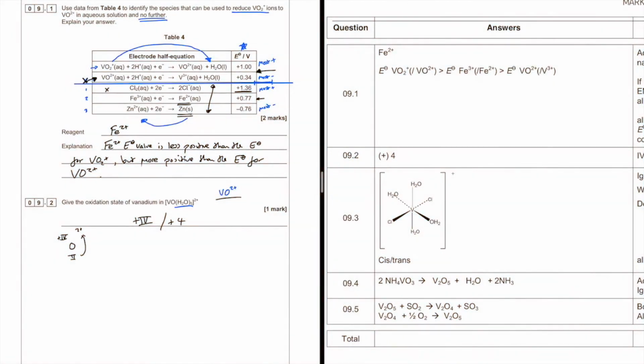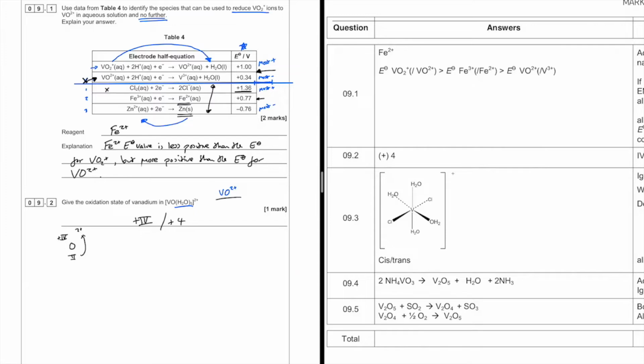Marking question 9 here. You can see that I've written a load of stuff in blue and black over that table just to try and work these questions out. But we've got data in the table for vanadium half equations and then chlorine, iron and zinc half equations too. So basically, first one, use the data to identify the species that can be used to reduce VO2+ ions to VO2+ ions in aqueous solution and no further.